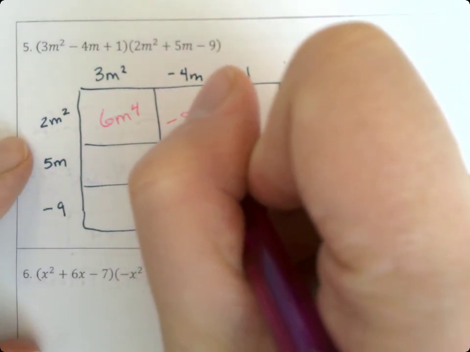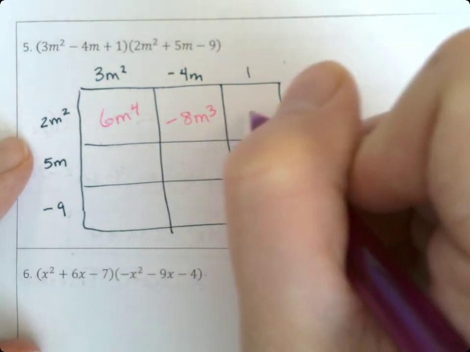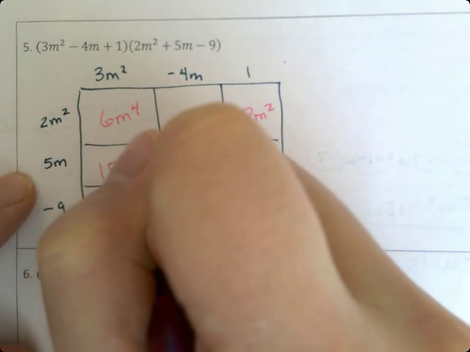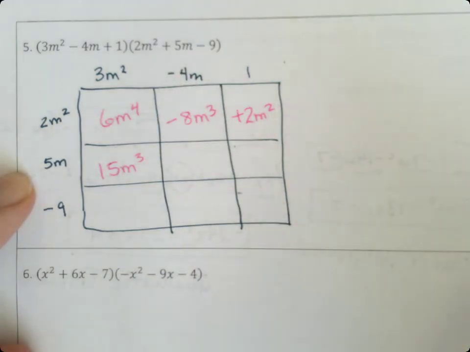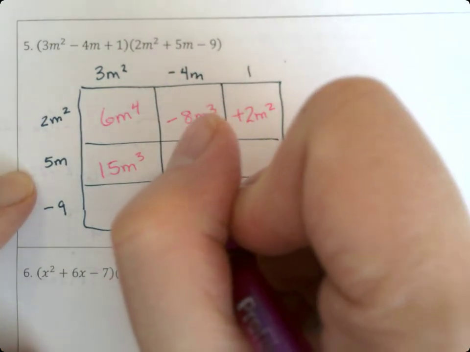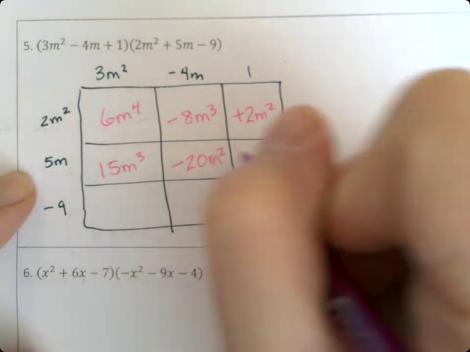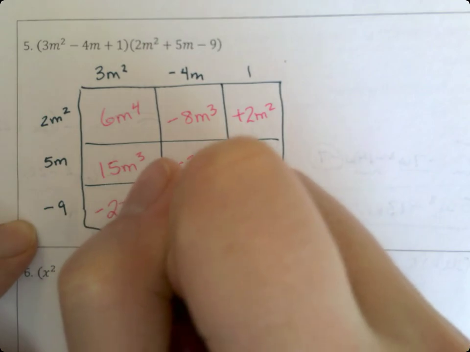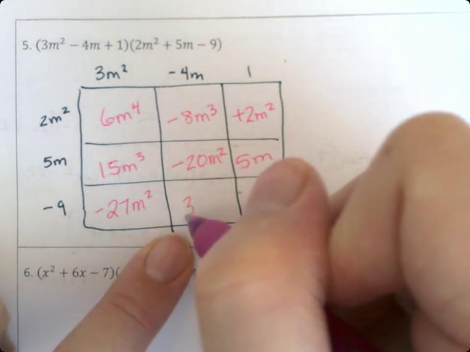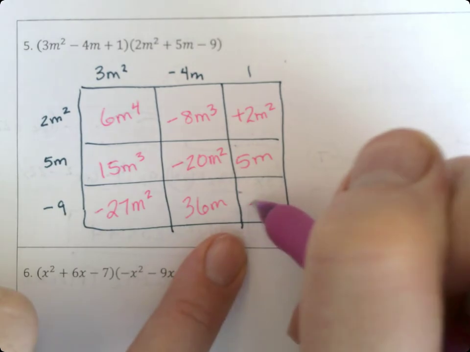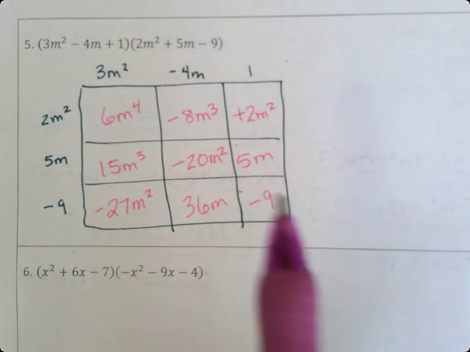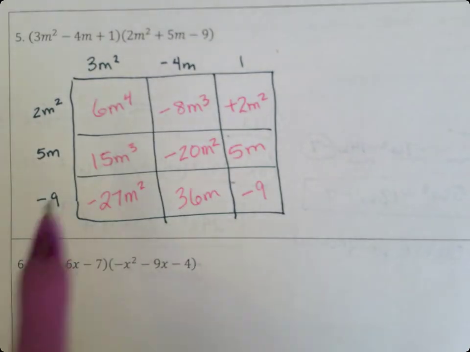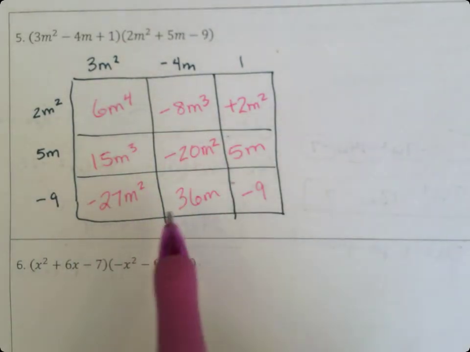So negative 8m to the third, whoops, positive 2m squared. So I'm just sort of going in order. If you were writing them out, we'd be getting the same numbers. All right, so I keep multiplying, watch my signs, positive 36m, and then my constant negative 9. Now, if they're in standard form and the powers sort of match up, least to greatest, or greatest to least, and you're not missing any, you'll notice that that sort of makes a diagonal.